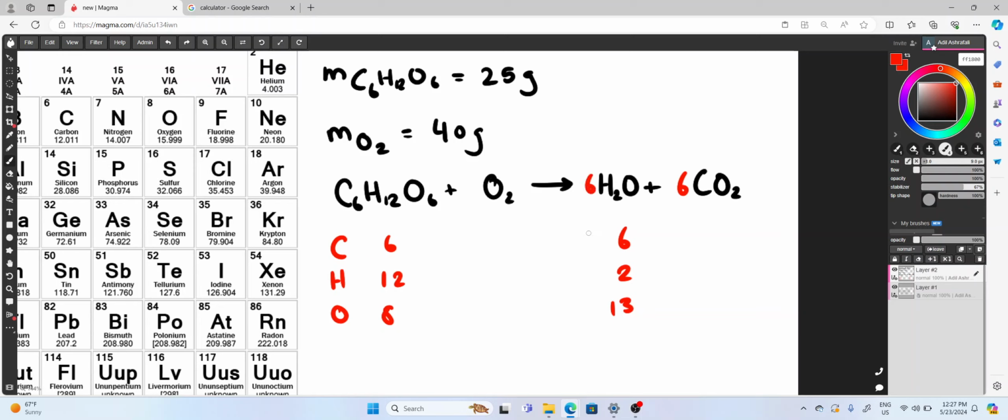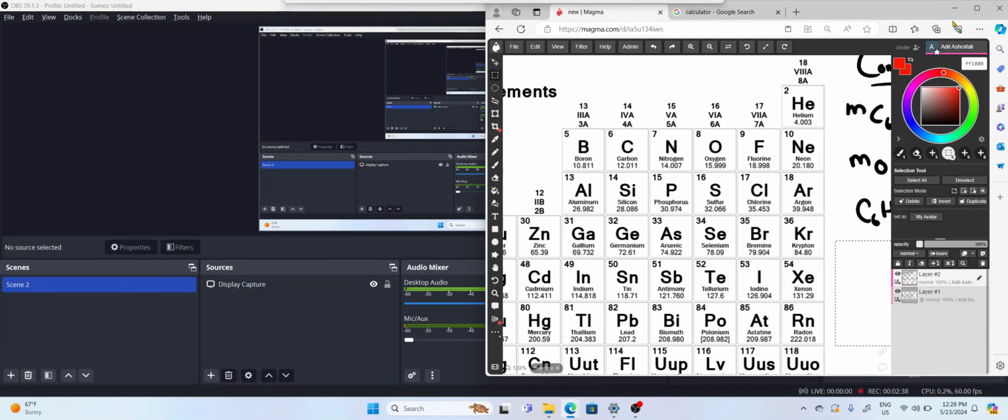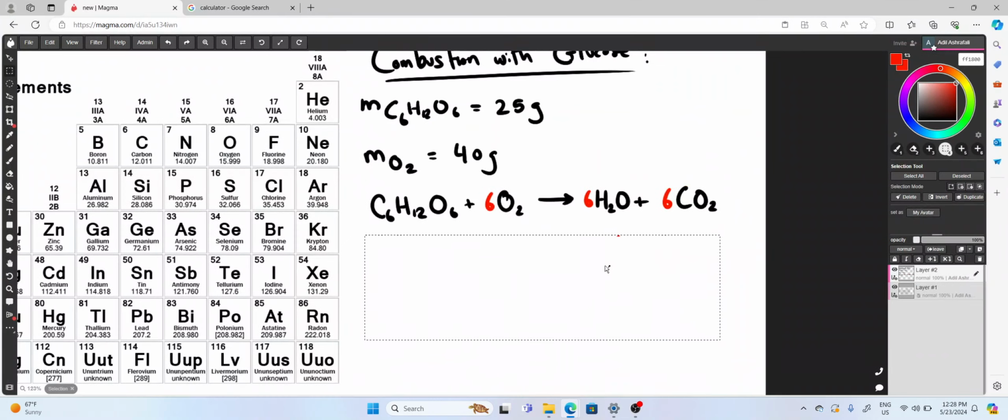Let's try and match up the hydrogens here. So now the hydrogens are 12. The oxygens are 6 plus 12. That's 18. So you have 18 here. It doesn't match. These two need to be made to match. The others match. So you can just multiply this by 6. So now that's 12 plus 6. This is 18. Now your equation is balanced, which means we can start solving for the limiting reactant.